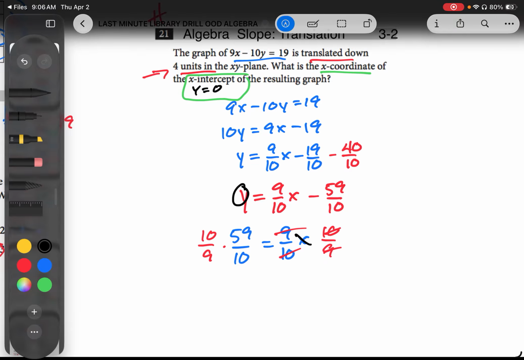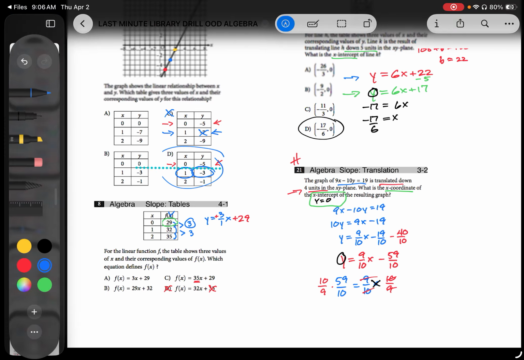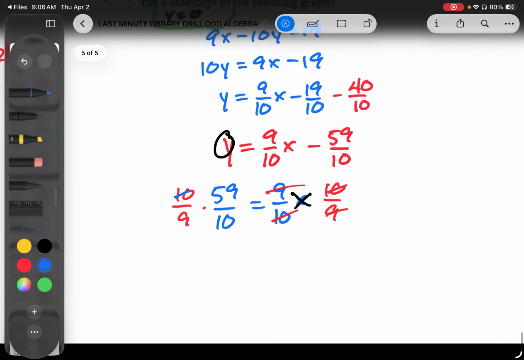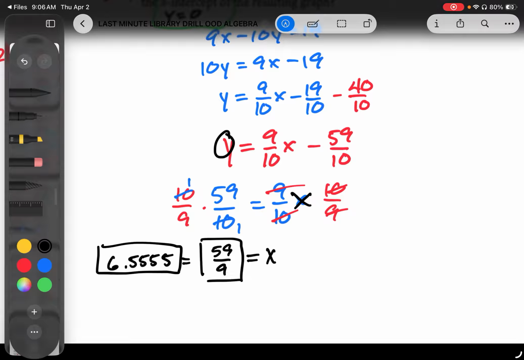So now I'm going to have x equals, and let's do the other side. I can reduce that by 1, 1. So what am I going to be left with? x equals, what is it? 59 over 9. Now, I would leave that as my answer, but if you use the calculator, you're going to get 59 divided by 9, which is equal to 6.5555. This is also an answer in the test. So you have either 59 over 9 or 6.5555 as your answer.